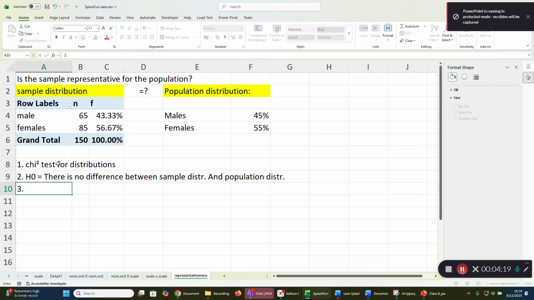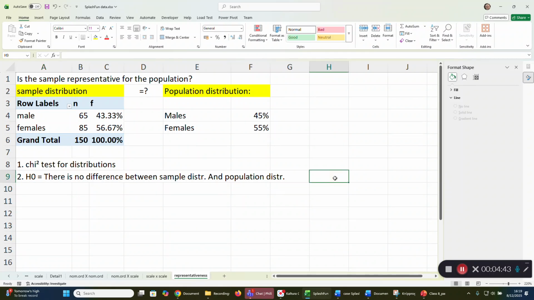But there is some difference, and we observe that in our sample we are under questioning the males a little bit compared to the 45% in the population, and we're over questioning the females a little bit compared to the 55% females in the population. Now, is this a problem? Is this a significant difference or not? That's why we are going to check this with the chi-square test.